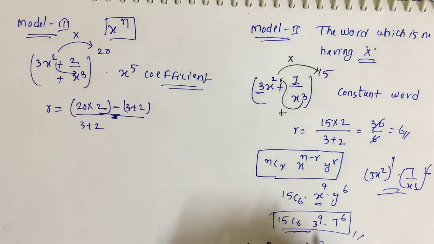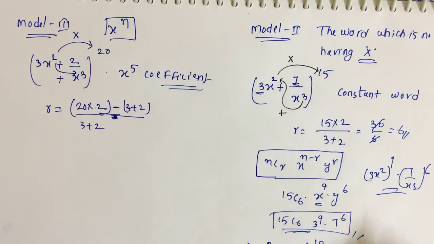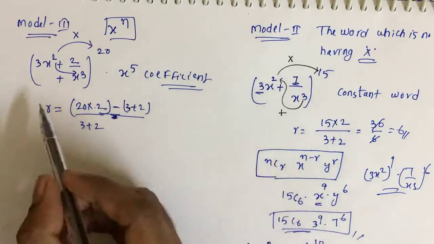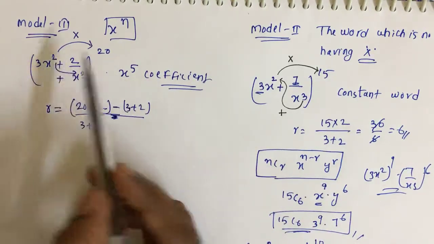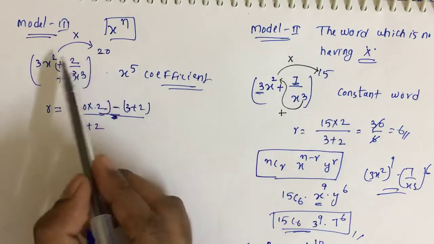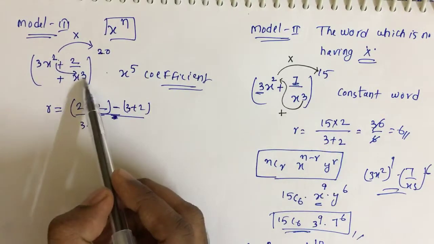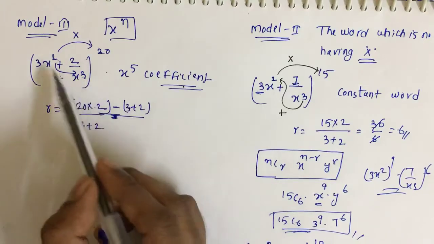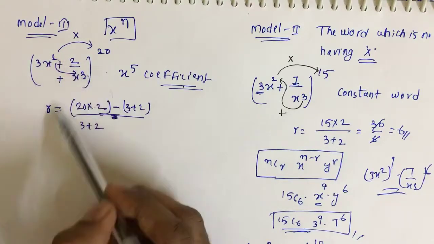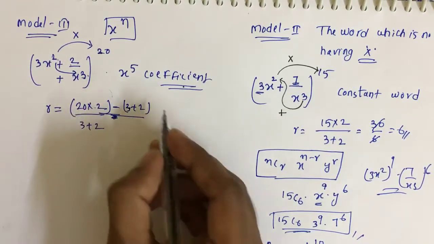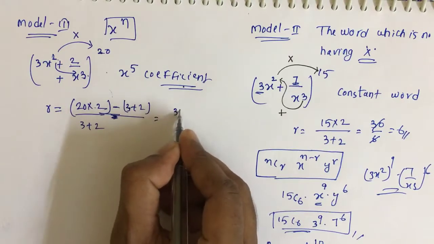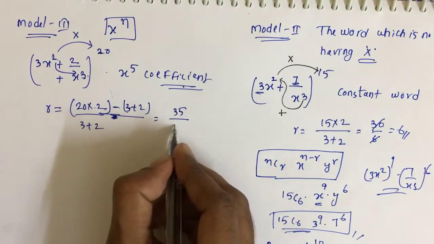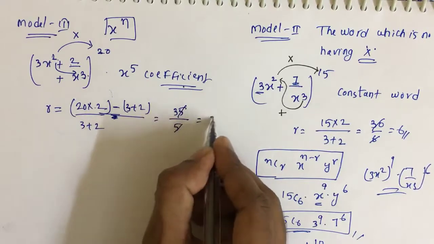So when you are calculating the coefficient value, the principle is that these two get multiplication and these two get addition. So whatever the addition value comes, you have to subtract from this value. So 40 minus 5 will be 35 by 5. The r value is equal to 7.